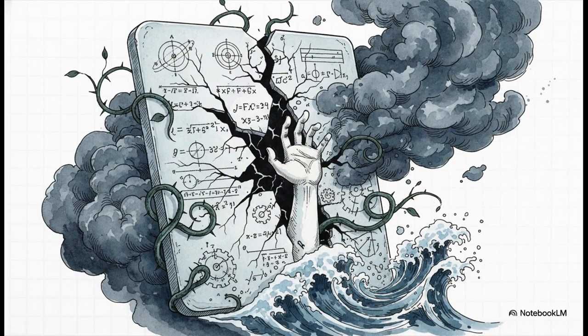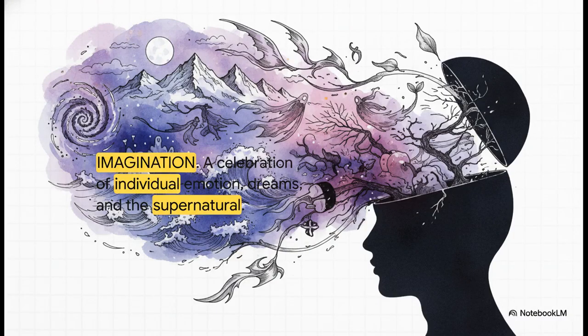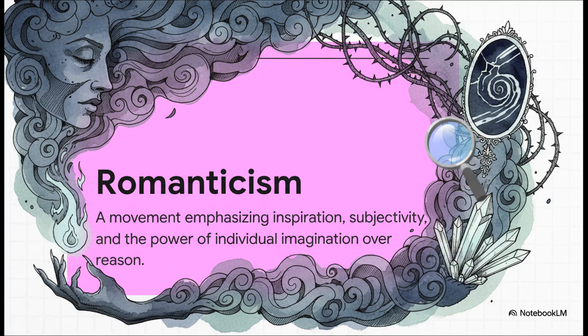But artists and thinkers started to push back against this kind of cold, calculated view of the world. They felt like something essential was missing, and they started to champion a force that was much more chaotic, personal, and way more powerful. And that force was imagination. This was the dawn of Romanticism, a movement that turned inward and celebrated the incredible power of individual imagination, emotion, and just subjectivity. Romanticism was completely fascinated with everything that reason couldn't really explain. Dreams, nightmares, the supernatural, madness. It loved exploring the fantastic, the weird, and the strange.